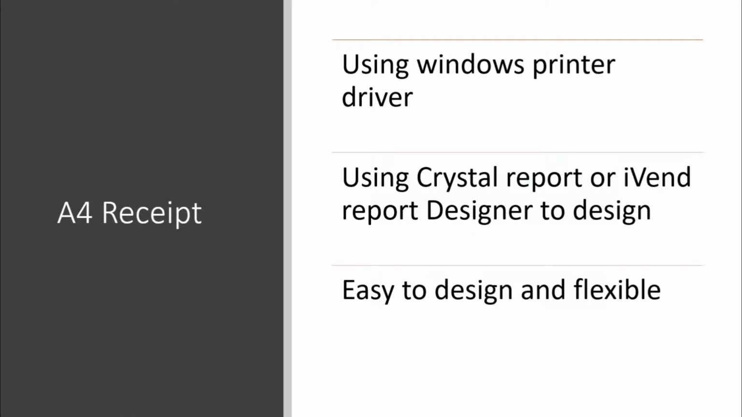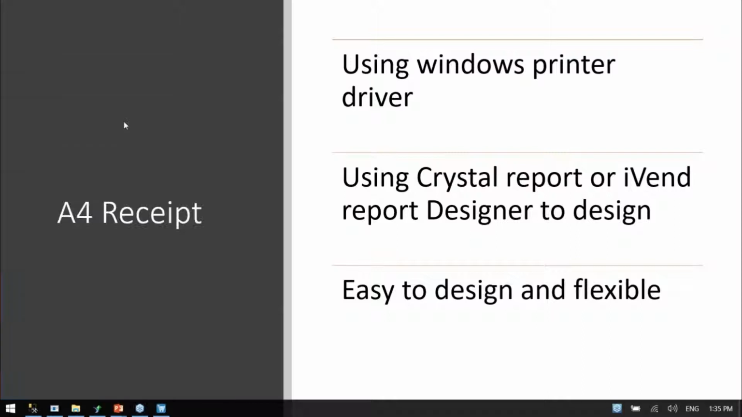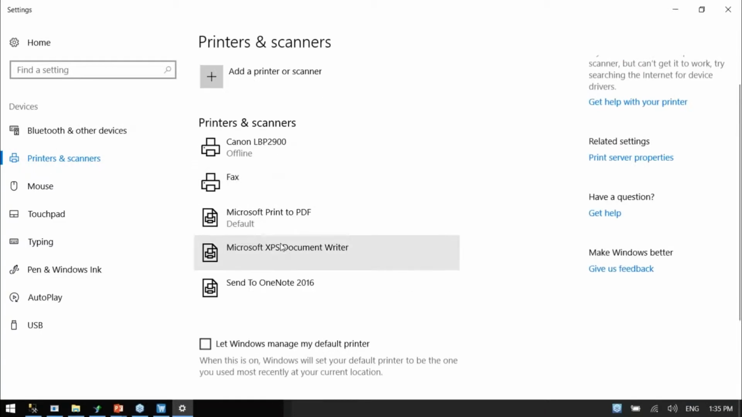The second kind of receipt we call the A4 receipt. A4 receipt doesn't mean that it must print on A4 paper, but it means that it's using the Windows printer driver. So you can go to Windows and search for the printer, and any kind of printer there can be printed from iVend. It's using one of the printers from your Windows printer list. When you connect the printer, you must install the Windows driver. So this is totally different from the OPOS driver. The OPOS driver, you cannot see here. With the A4 receipt, it uses one of the printers here.